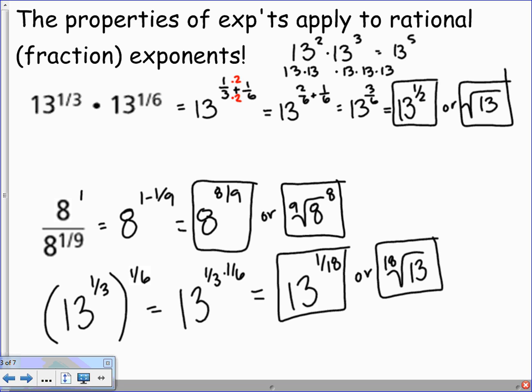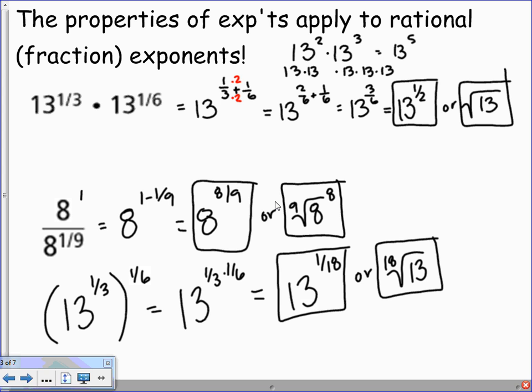Now, I'm not going to give you super extensive problems with the properties and fraction exponents. So on the quiz on Tuesday, look for: should I add my exponents that are fractions? Should I subtract my exponents that are fractions? Or should I multiply by exponents that are fractions? Those would be the big questions.